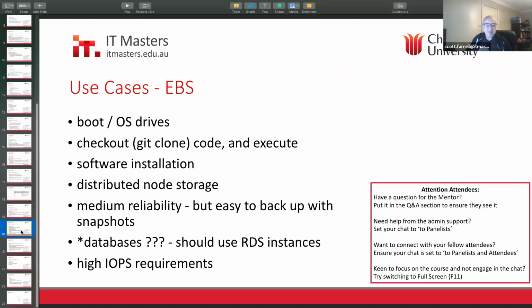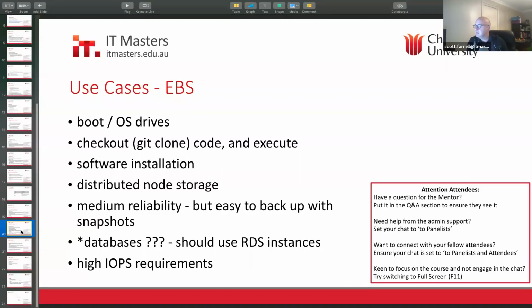Now, use cases of EBS. Your boot OS drive always has to be an EBS volume. You often use EBS volumes to check out your code and execute it. In a corporate environment, you've got your code under source control, so you download the code and execute it. That's usually on an EBS volume. You normally install software locally on your EBS volume. It's network attached, but it looks like local storage. If you've got some sort of distributed node storage, it's usually EBS. It's medium reliability, but easy to back up with snapshots.